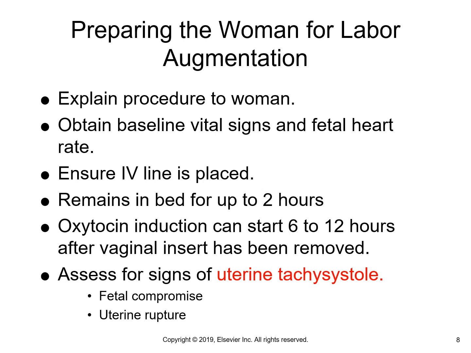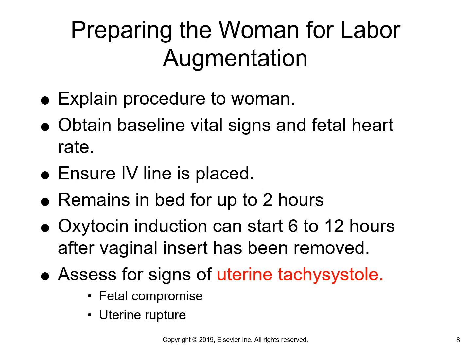And then after we give them that vaginal insert, which is those prostaglandins and that laminaria that we did talk about earlier for your cervical ripening and for the induction of the contractions, then you can give your oxytocin. Oxytocin induction can start 6 to 12 hours after that vaginal insert has been removed.